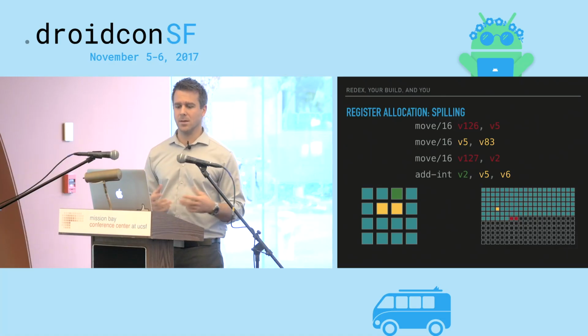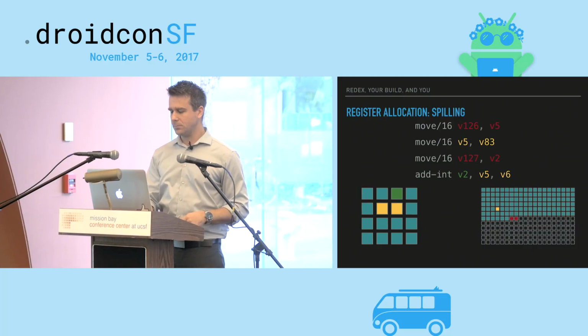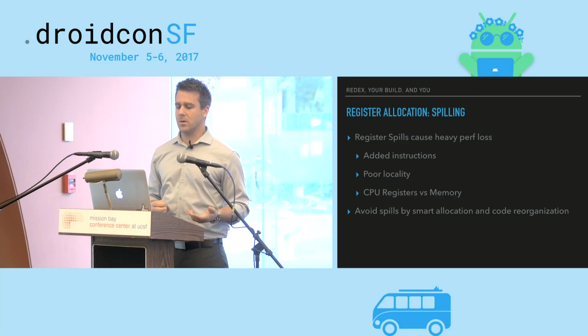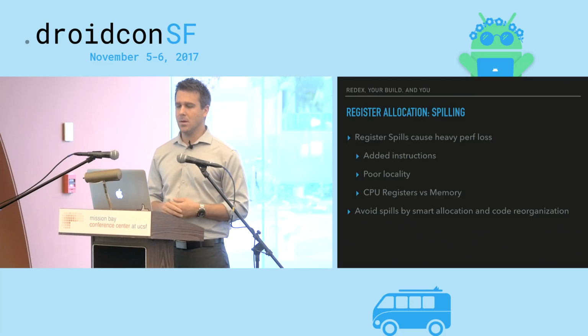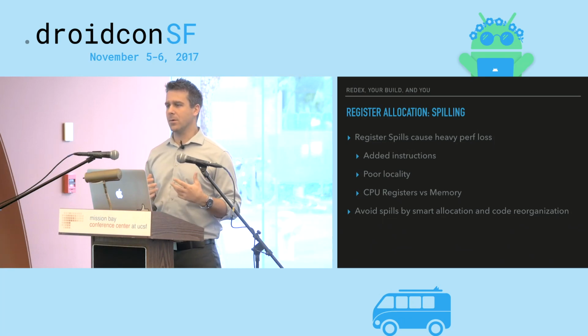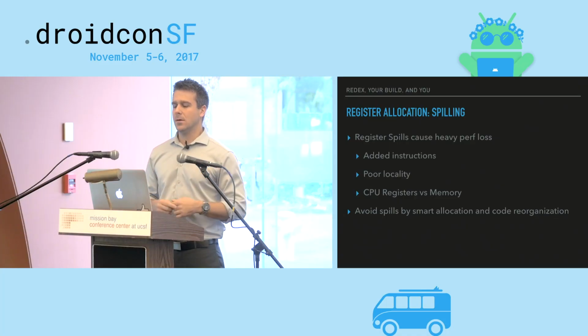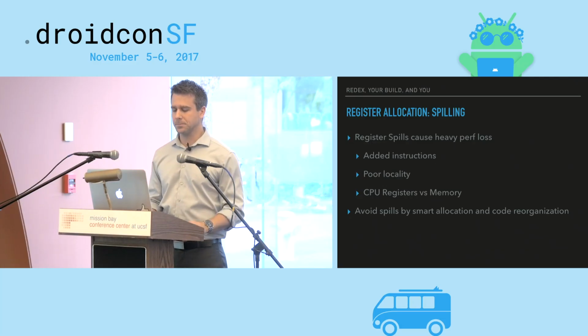It's called spilling because if you imagine registers as a cup, and you fill it up, then it just spills over. Spills cause heavy performance loss because, as you can see, it vastly adds to the instruction count. And then it also just ruins memory locality. So if you know much about CPUs, they'll try to keep all of the memory that you use very local and in the caches. And if you start accessing memory outside of that, then you have something called a cache miss, and it's very expensive. You have to go talk to main memory, which is much slower than CPU memory.